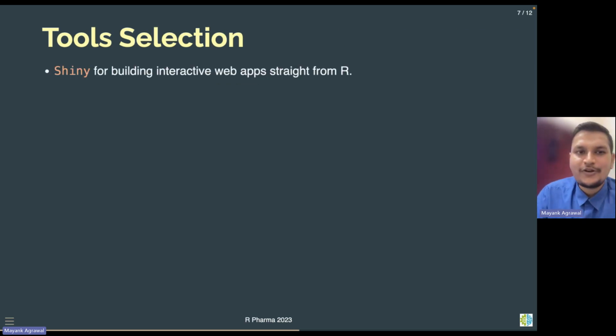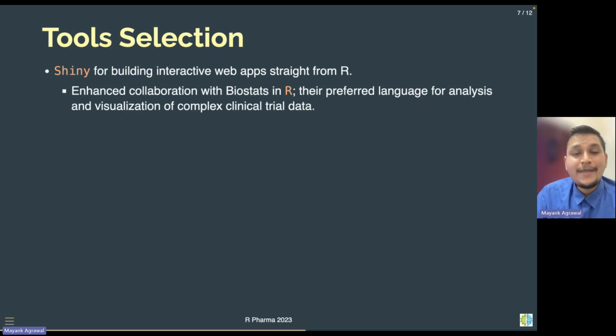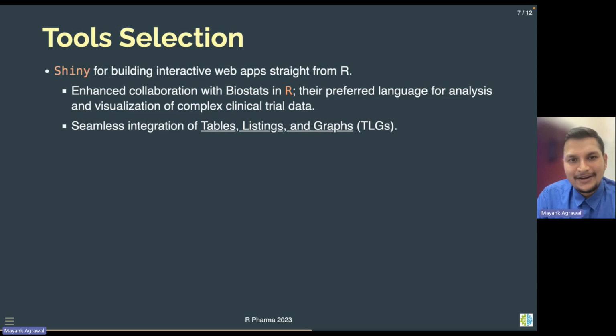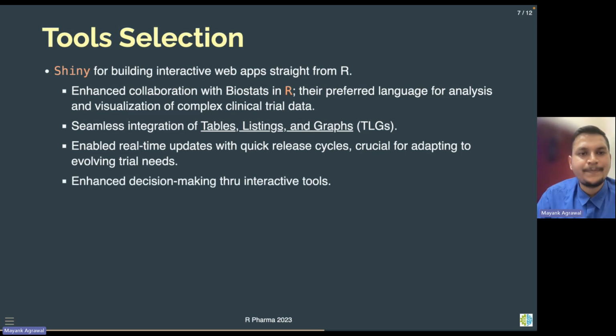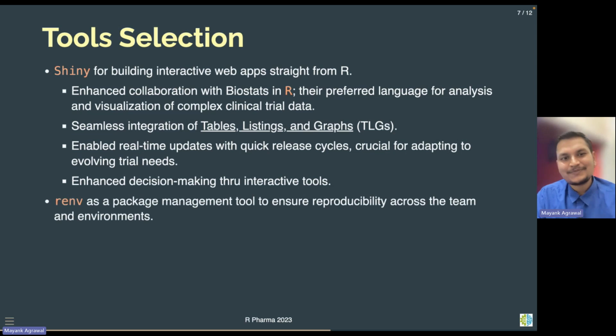So the tools for the trade were obviously Shiny for building very fast web applications straight from R, which was the preferred language for our biostats. We were able to enhance collaboration with biostats, to seamlessly integrate TLGs or tables, listings and graphs, which also helped us enable real-time updates with very quick release cycles, one release every quarter, which was very crucial for adapting to evolving trial needs and adopting new feature requests which were coming in like fire. Through this process, we were able to enhance the overall decision-making process through these interactive tools.